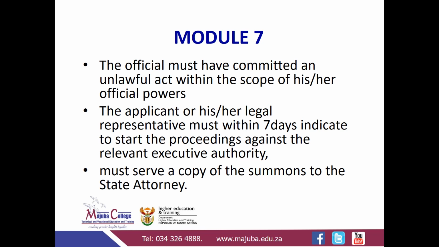The applicant or his or her legal representative must, within 7 days, indicate the intention to start the proceedings against the relevant executive authority and must serve a copy of the summons to the state attorney. You'll remember about the state attorney. In your book, it's page 41, where we spoke about the main functions of the state attorney. So one copy of the summons must be served to the state attorney, who will take up the matter of the official.